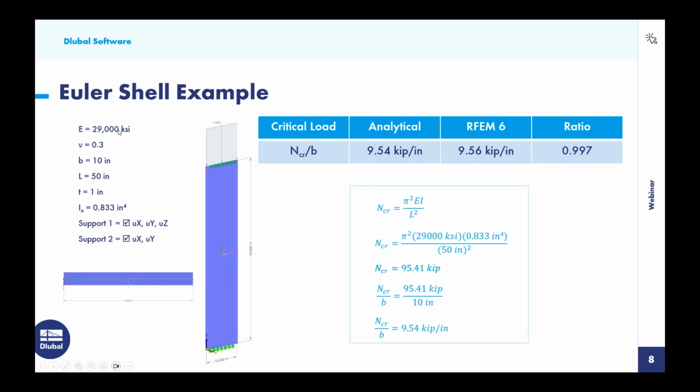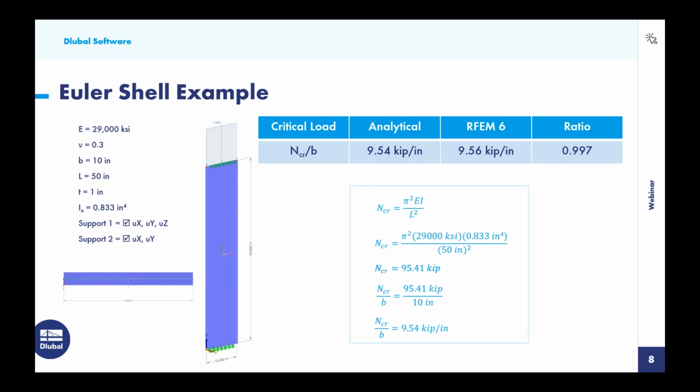We also see the material properties over here, 29,000 ksi for the modulus of elasticity. The thickness is 1 inch. And again, very similar situation where we have pin supports at the bottom, and at the top we have a roller support that's free to deflect in the vertical direction only.